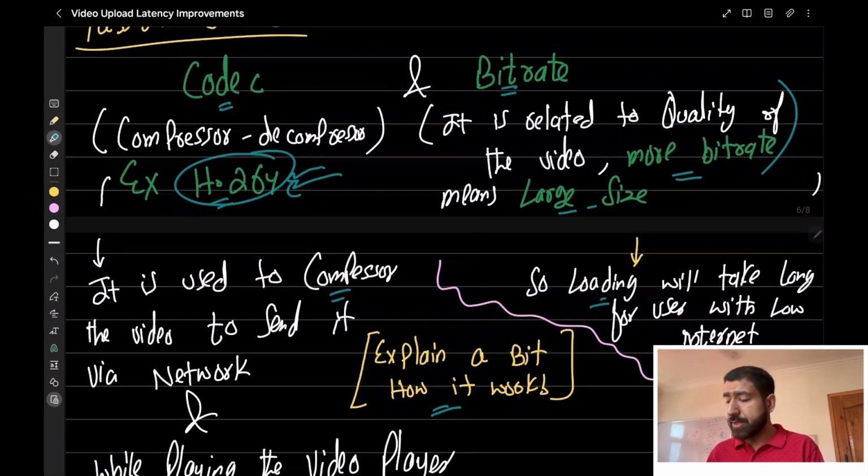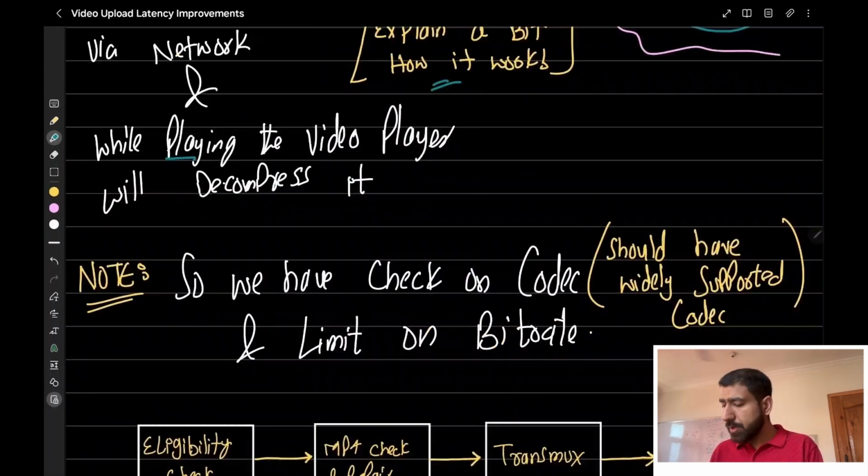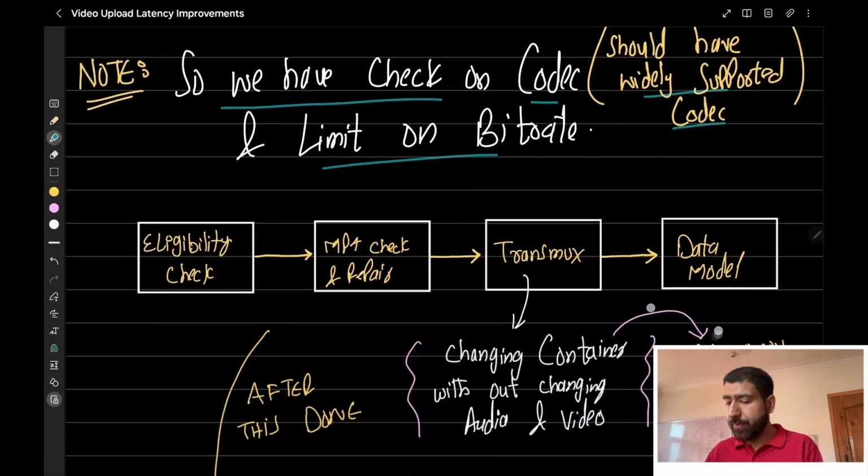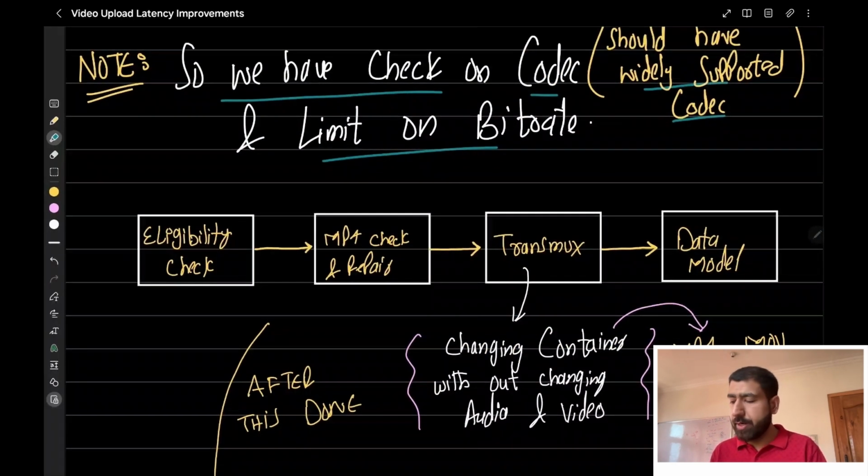The problem with this is if we have a larger bitrate, loading will take a longer time for the user with low internet, right? So we have to check that the codec is widely supported and that there is a limit on the bitrate. That's what we said. Now here they have also mentioned a little bit that it is not just an eligibility check. They're doing a few more things, checking the MP4 extension that they have, and maybe repairing the video if it is corrupted. Then they do something called a transmux, and then they put it into the data model.